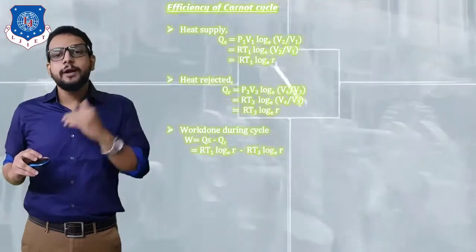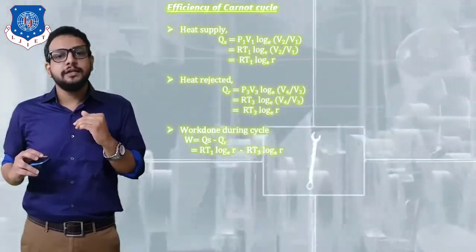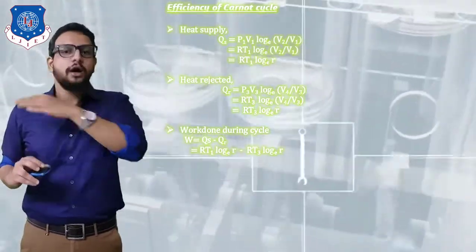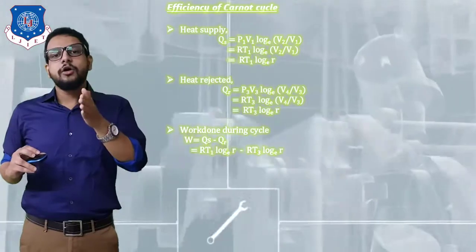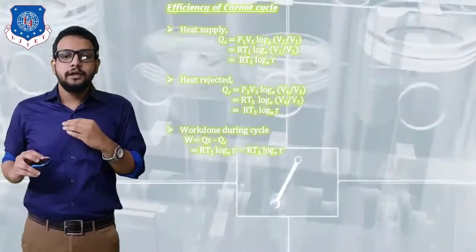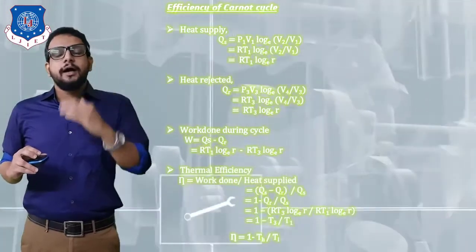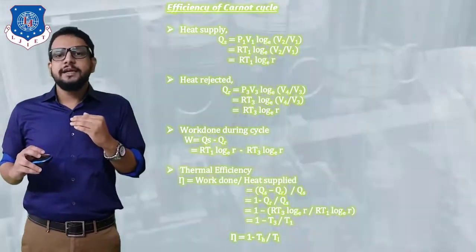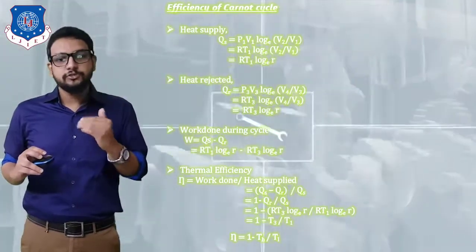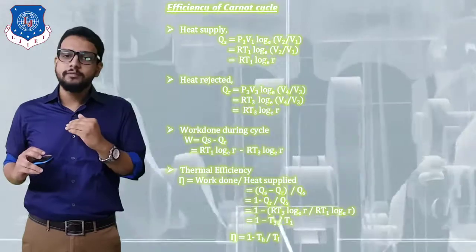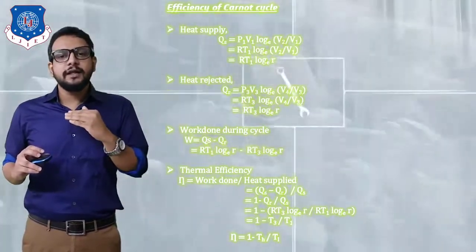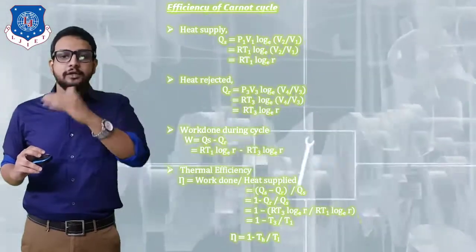Now let us determine work done during this cycle. So we know the formula of work done, W is equal to Qs minus Qr. Now RT1 log r to the base e minus RT3 log r to the base e. Further, I have determined thermal efficiency, that is eta is equal to, as we know, output upon input. So W upon Qs. So I have directly written Qs minus Qr by Qs. Cancelling Qs from numerator and denominator, we can directly write 1 minus Qr by Qs.